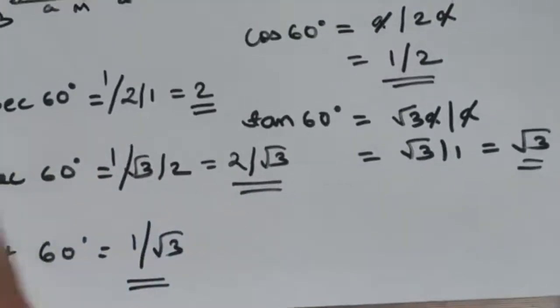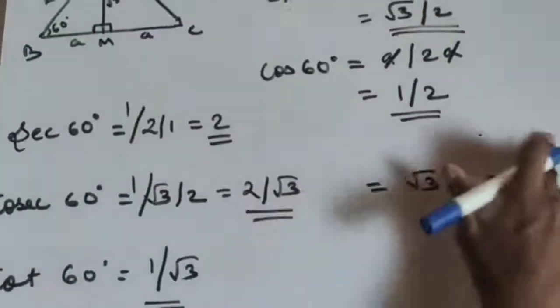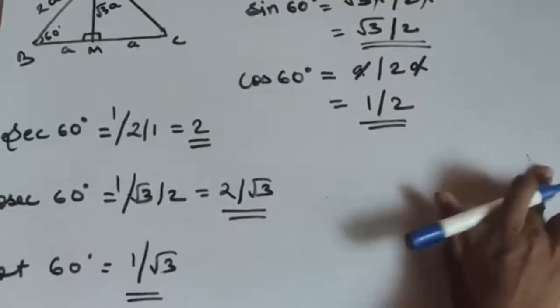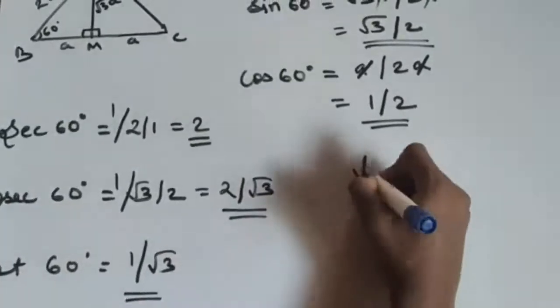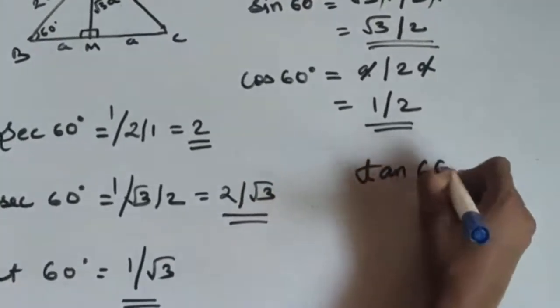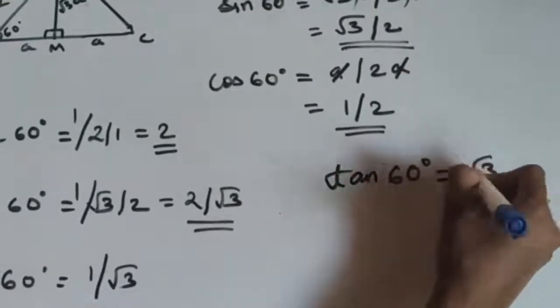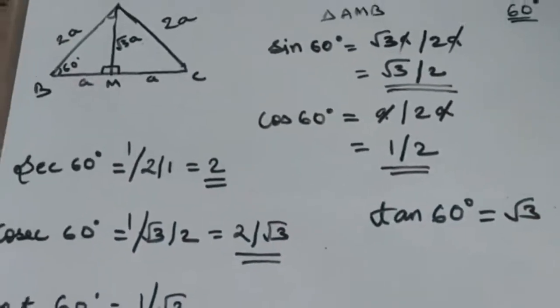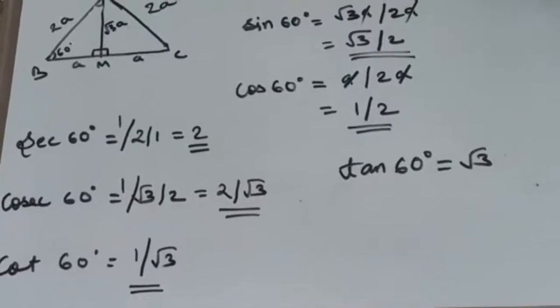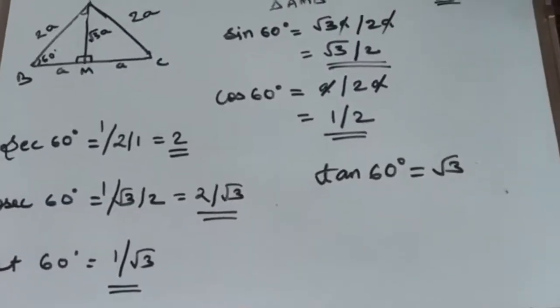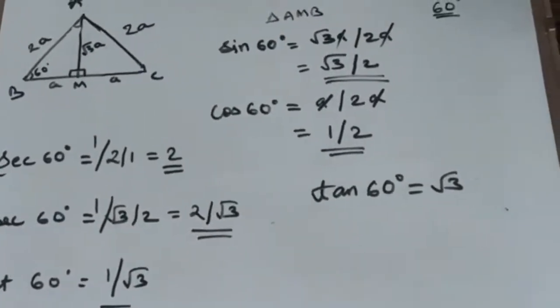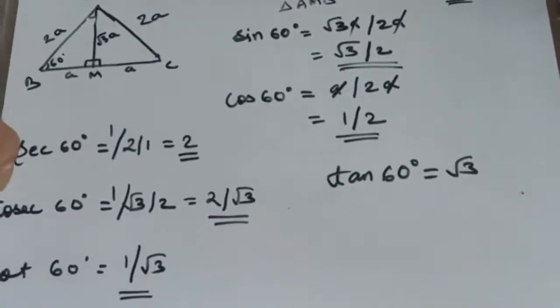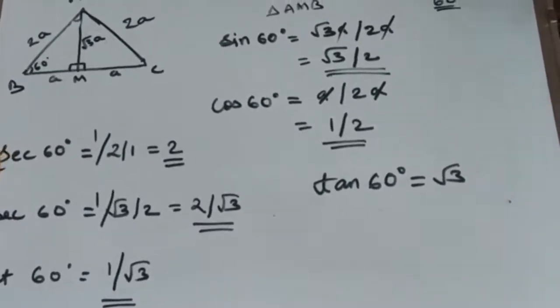So understood? These are the values of our trigonometric ratios for angle 60 degree. Now only two angles are remaining, that is 0 degree and 90 degree, which we will be deriving soon.